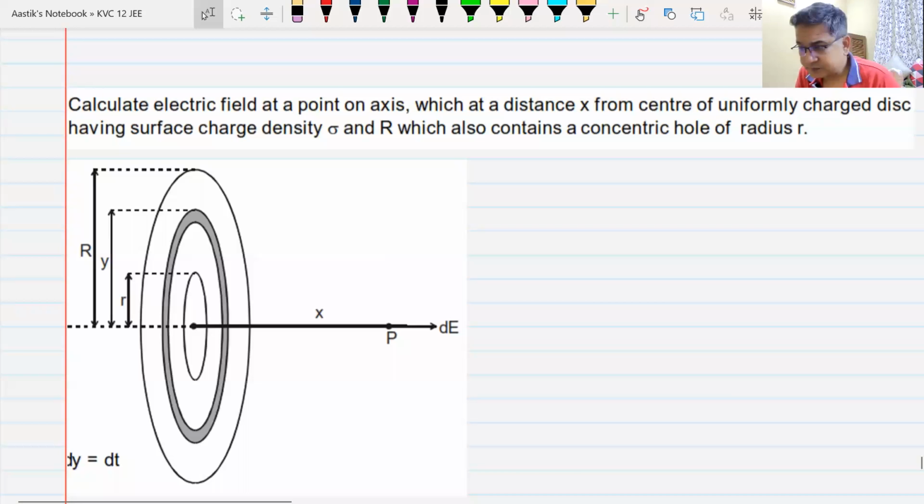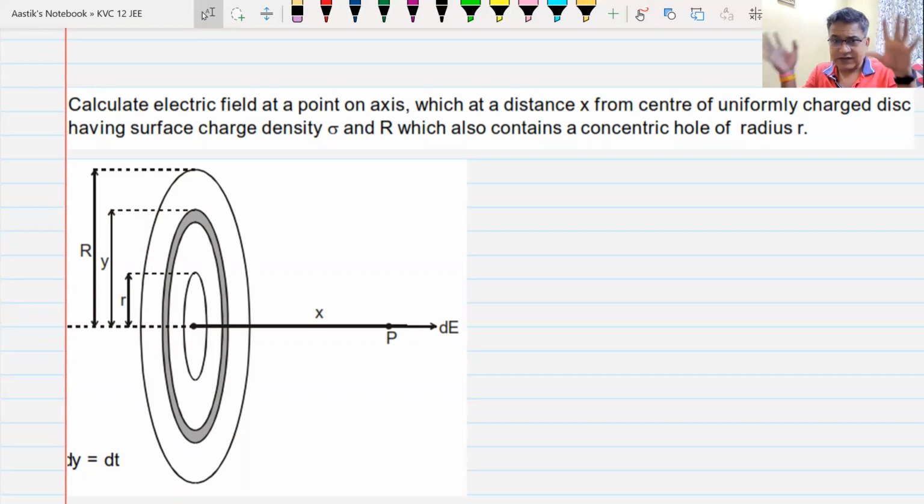Disk with a hole. I can also create a circular hole in an infinite sheet, which we'll be doing. Don't worry about that. How do you get the electric field? The actual question may not be the electric field, it may be something else. This is just to understand how you are going to calculate the electric field of this. I'll give you 1 minute to do this.